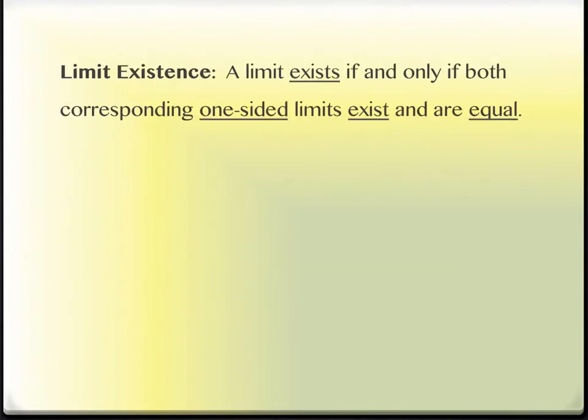So we will say that a limit exists, or there is an existence of a limit, if and only if both coming from the left and coming from the right lead me to the same conclusion. The corresponding one-sided limits both exist. We approach something, and they are the same thing we approach. Okay?